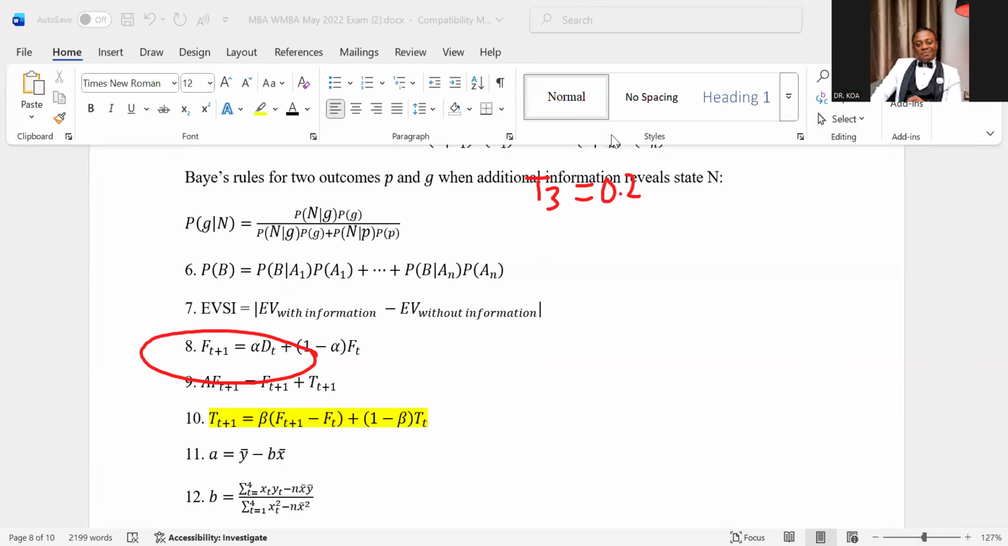F3. Minus F2. Okay, it's F3. What do you mean?